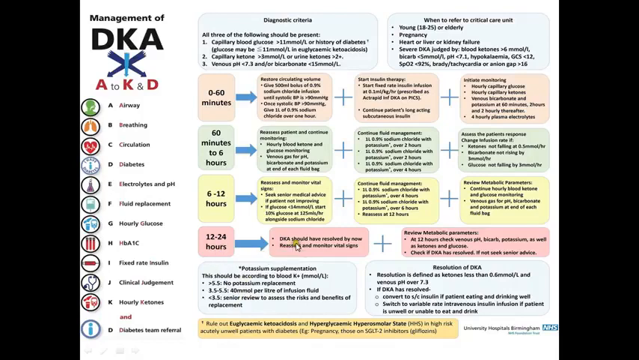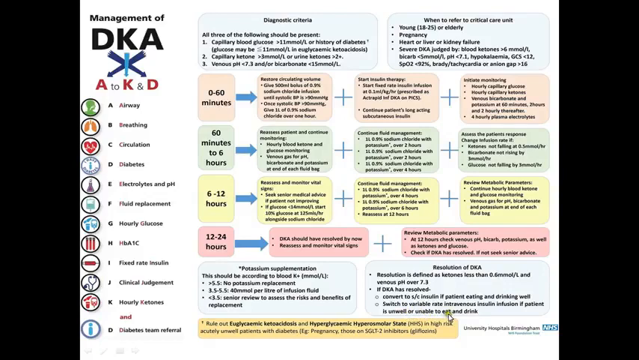At 12 to 24 hours, DKA should have resolved by now. So within 24 hours DKA should resolve; reassess and monitor vital signs. Review metabolic parameters at 12 hours, check venous pH, bicarb, potassium as well as ketones and glucose. Check if DKA has resolved, and if not, seek senior advice. Resolution is defined as ketones less than 0.6 and venous pH over 7.3. If DKA has resolved, you convert the patient to subcutaneous insulin if the patient is eating and drinking well, and switch to variable rate IV insulin infusion if the patient is unwell or unable to eat.